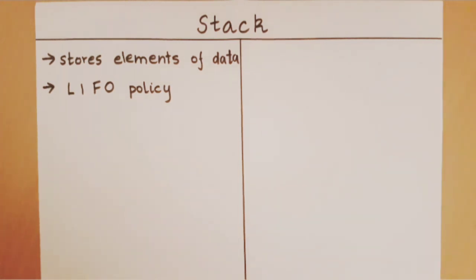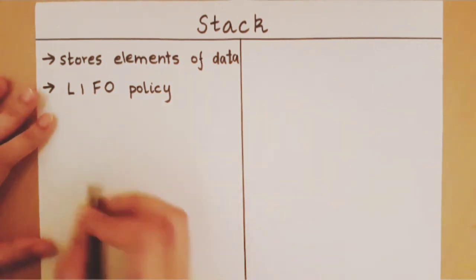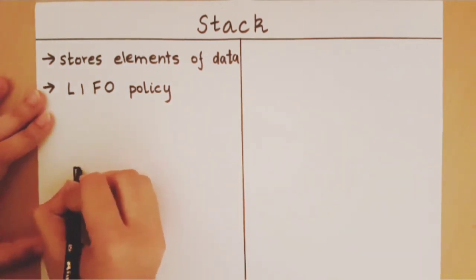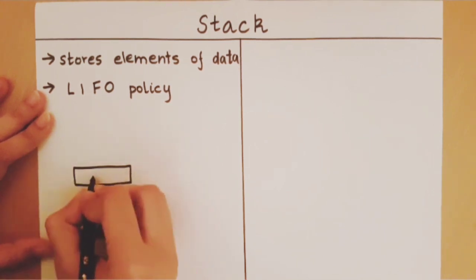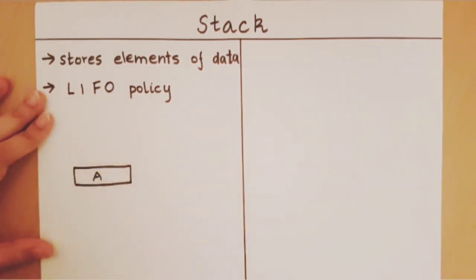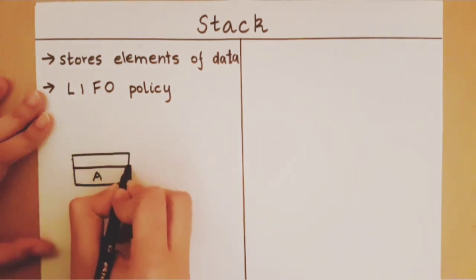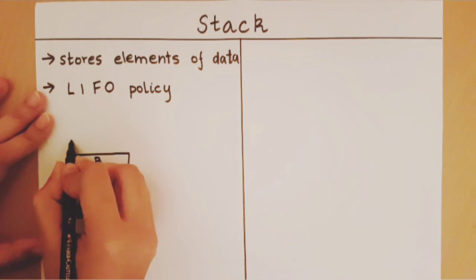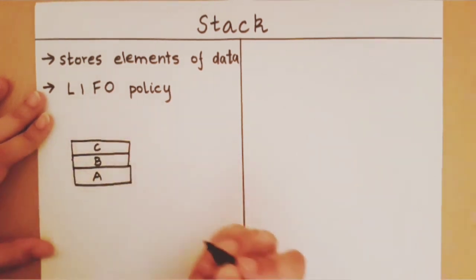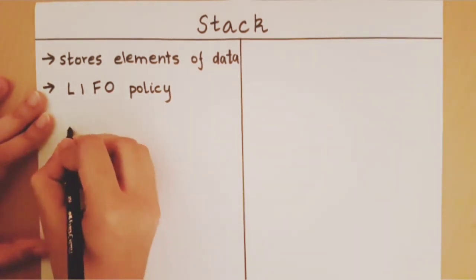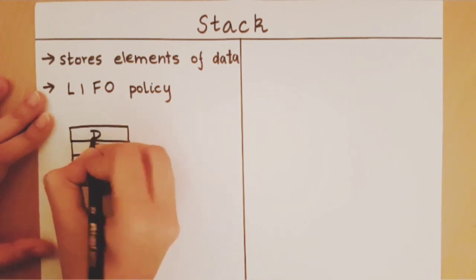To understand how a stack behaves, let's look at an example. Let us say a teacher is collecting notebooks. Let's say that person A submits his notebook first. After person A, person B will submit his notebook. After person B, person C submits his notebook. And after person C, person D submits his notebook.